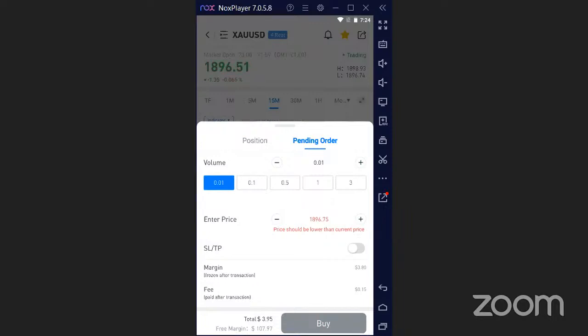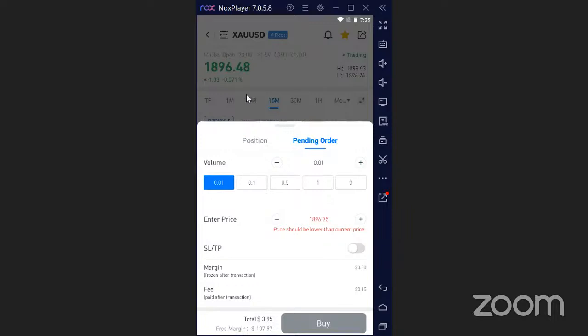Then we have a buy limit. Under pending order, we have a buy limit, we have buy stop, then we have sell limit and sell stop. Okay. So what I've shown you is a pending order.